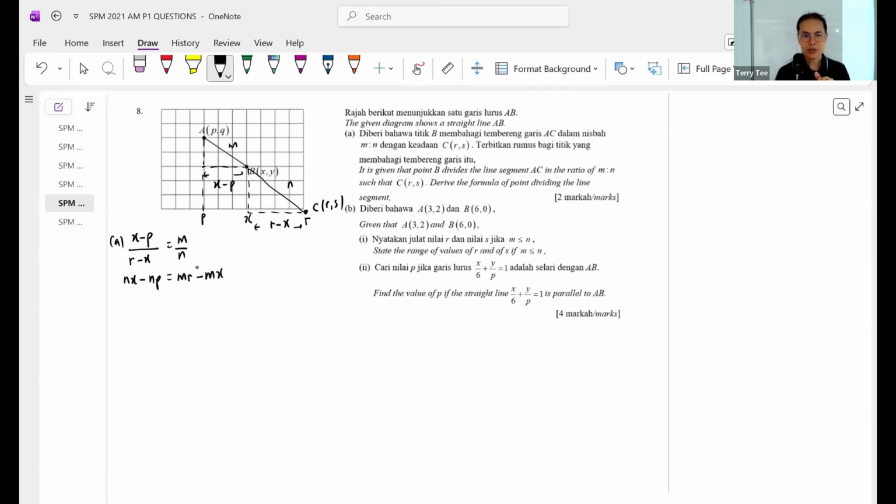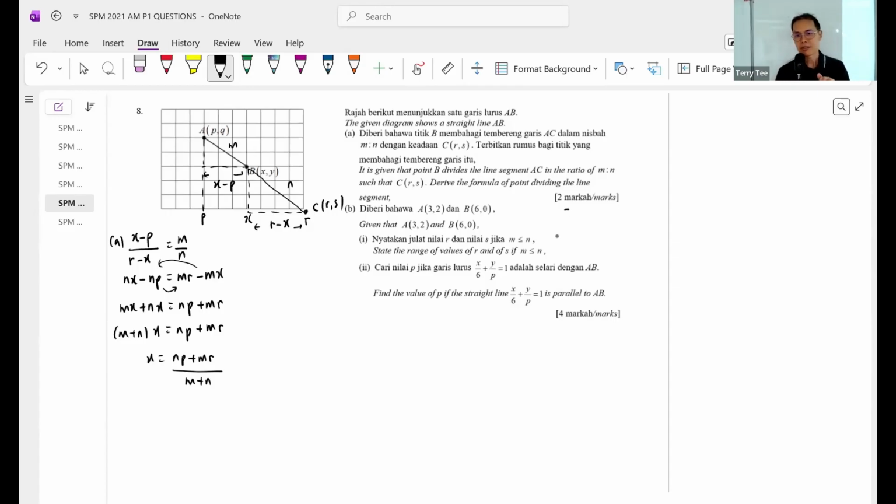Group all the x to the same side, throw this to the left, throw this to the right. So mx plus nx equals np plus mr. Factorize your x and then find x. My x will be np plus mr divided by m plus n. So the challenge is you have to do both x and y.